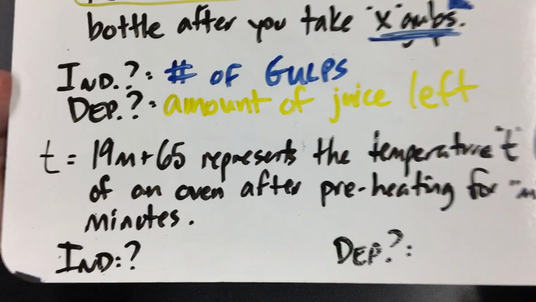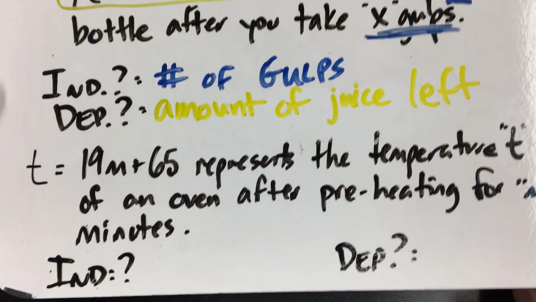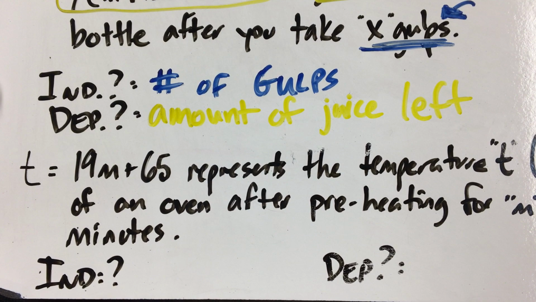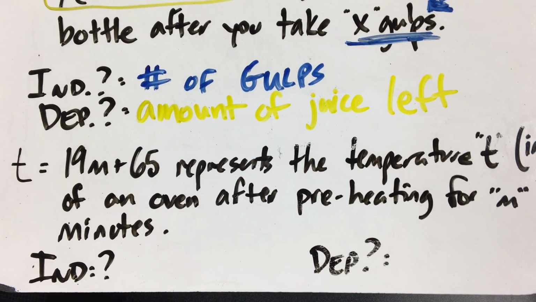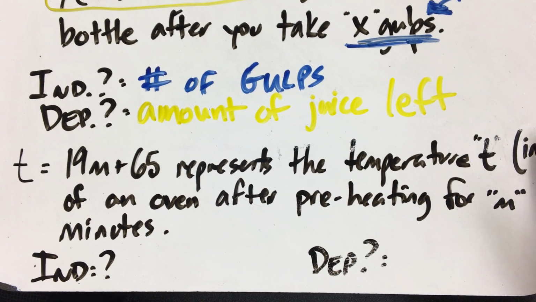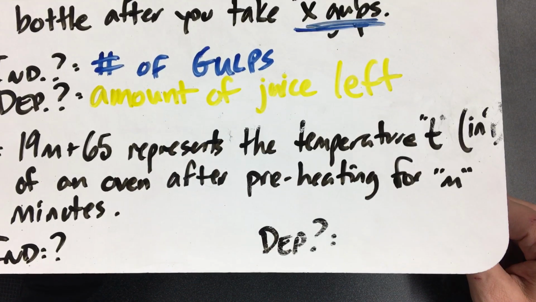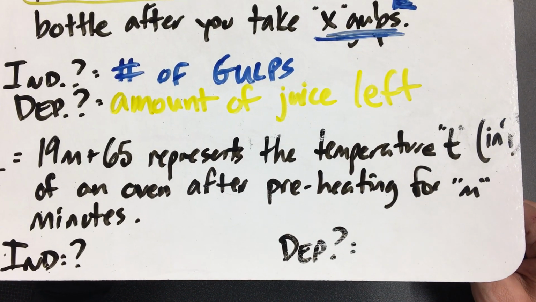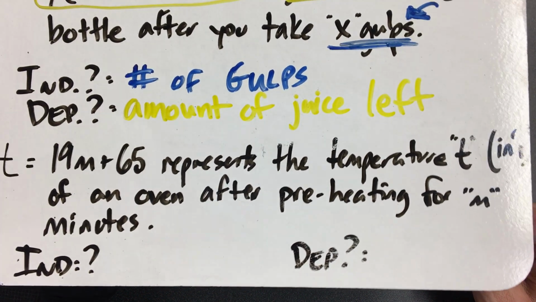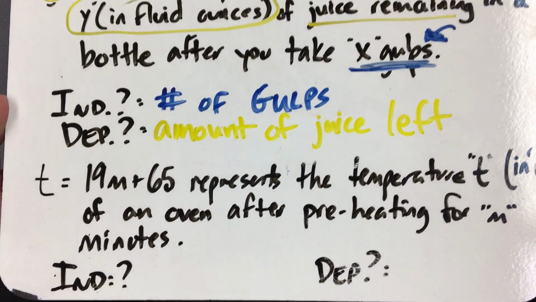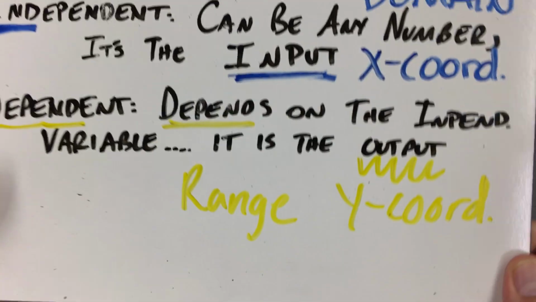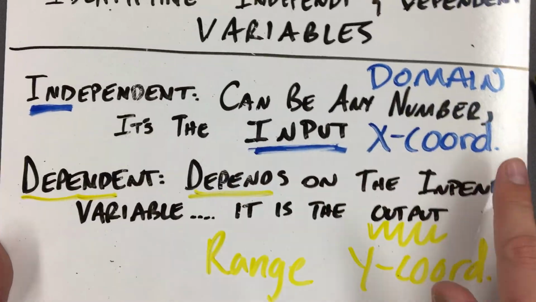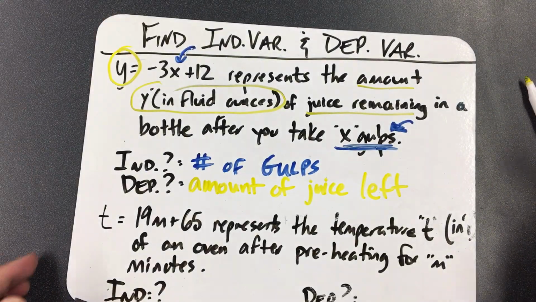Here's another example. Down at the bottom, T equals 19M plus 65. This represents the temperature. T stands for temperature. Oh, sorry, my hand kind of smeared it there. Temperature in Fahrenheit is what that says, in Fahrenheit of an oven after preheating it for M amount of minutes. So what is the independent variable and what is the dependent variable? Remember, the independent variable is going to be where the x-coordinate usually is. It's what you're going to have a number when you plug something in.